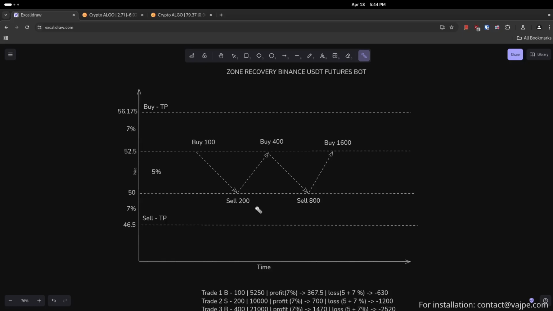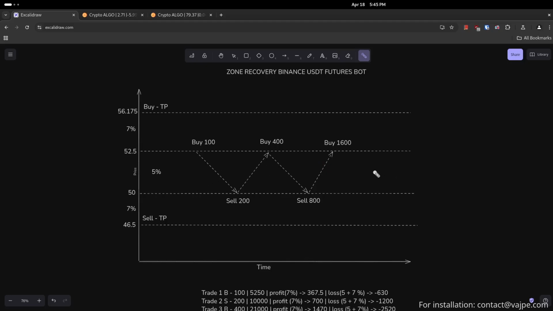Now, if the price goes against you, so it touches 52.5 again, it takes another long buy position, multiplied by the quantity of the previous trade, right? So it was 100, 200, and now it is 400. Like this, it grows exponentially. The idea is the price will have to break out from this zone somewhere in the future, right? So if you have infinite money, you will always end up in a profit. That's the thing with martingale strategies.